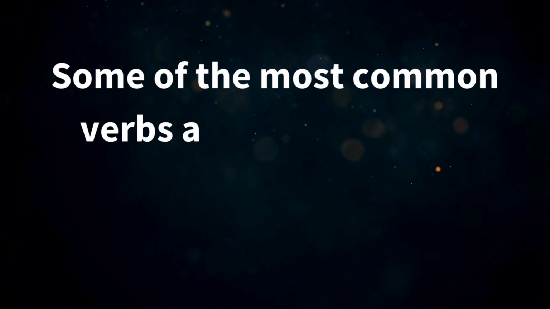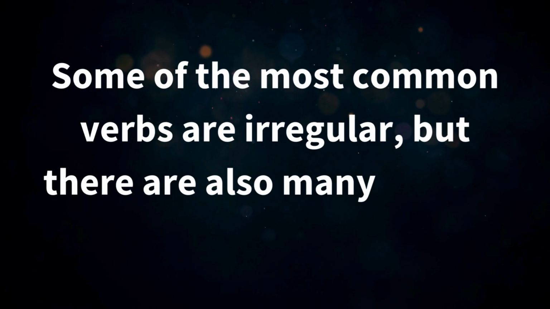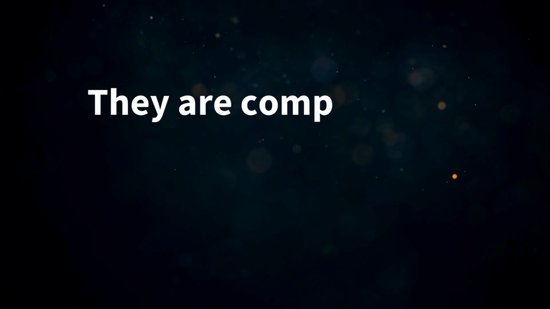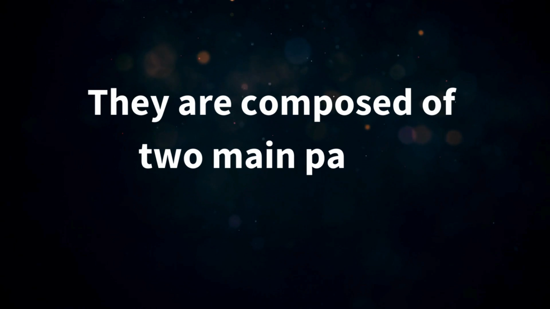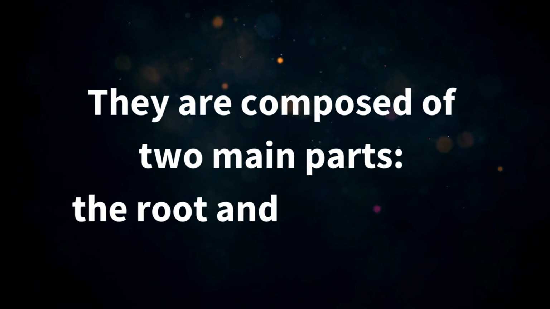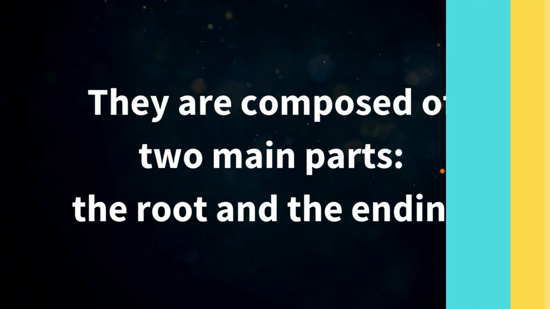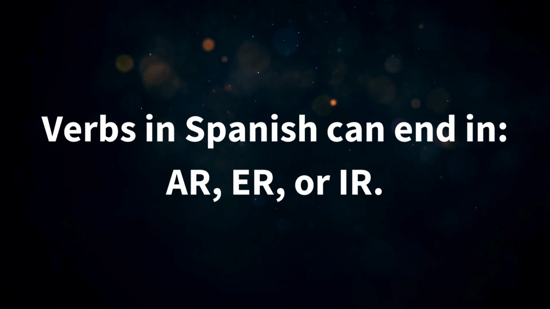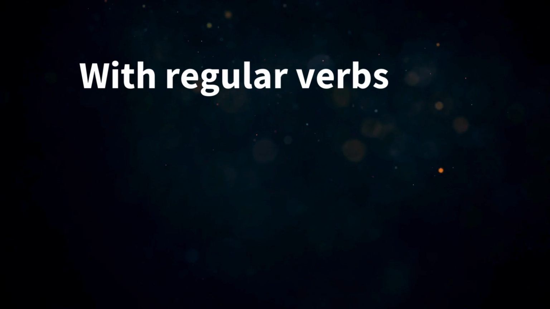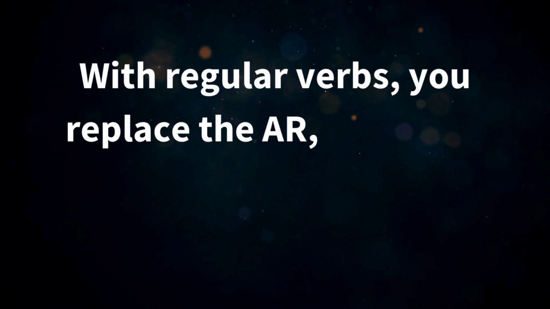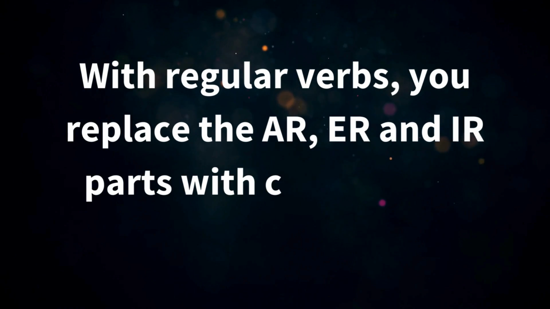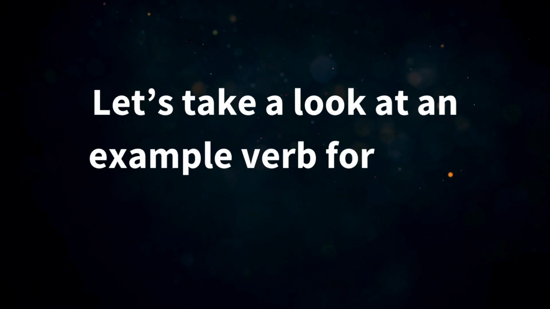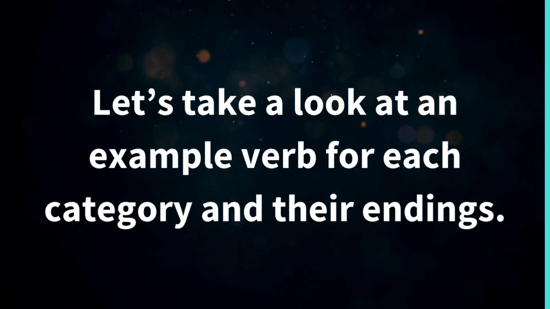Some of the most common verbs are irregular, but there are also many regular verbs that follow a specific pattern. Today I want to show you how to conjugate those regular verbs. They are composed of two main parts, the root and the ending. The verbs in Spanish can end in AR, ER, and IR. And with regular verbs, you replace either of these endings with conjugation patterns depending on the number and person you're talking about. We'll take a look at examples for each category and their endings.